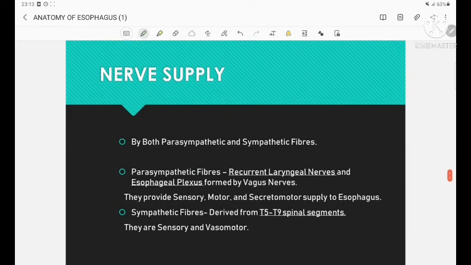Nerve supply. It is supplied by both parasympathetic and sympathetic fibers. The parasympathetic fibers are by the recurrent laryngeal nerves and the esophageal plexus formed by the vagus nerves. So these provide the sensory, motor and secretomotor supply to the esophagus. The sympathetic fibers are derived from T5 to T9 spinal segments. They are sensory and vasomotor in nature.